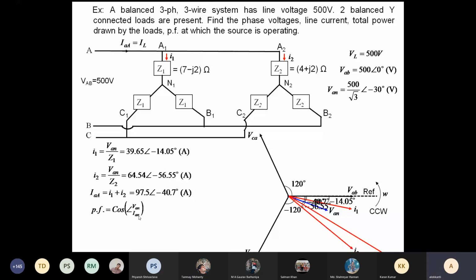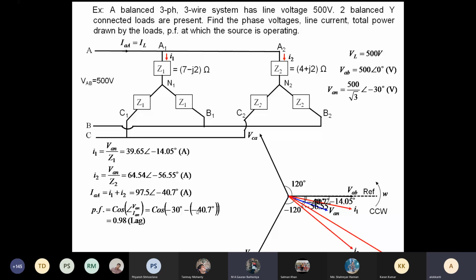So power factor is the cos of the angle between VAN and IA. For VAN, the angle is minus 30. IA is at an angle minus 40. So in between the angle is 10 degree. It is basically cos of minus 30 minus of minus 40 degree, which is equal to 0.9826.